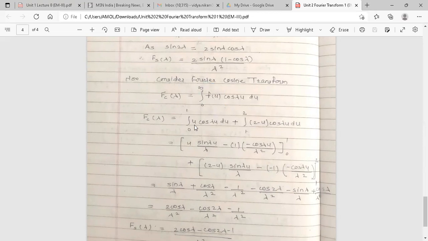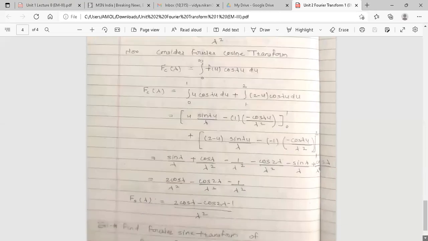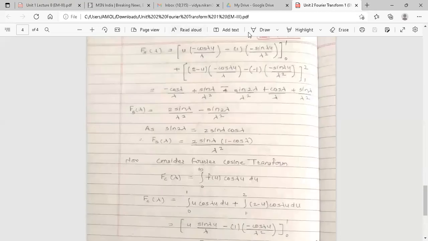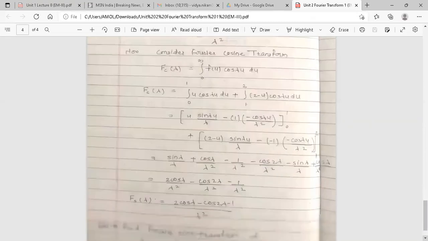From 0 to 1, the function is u, into the cos lambda u du, plus. Now in the interval 1 to 2, the function defined is 2 minus u, into cos lambda u du, plus integration from 2 to infinity, where the function is 0, so the third term is absent here. There are only two integrations, 0 to 1 and 1 to 2, like the sine transform. And you just solve the integrations like the sine transform. Similarly, you solve the two integration terms.